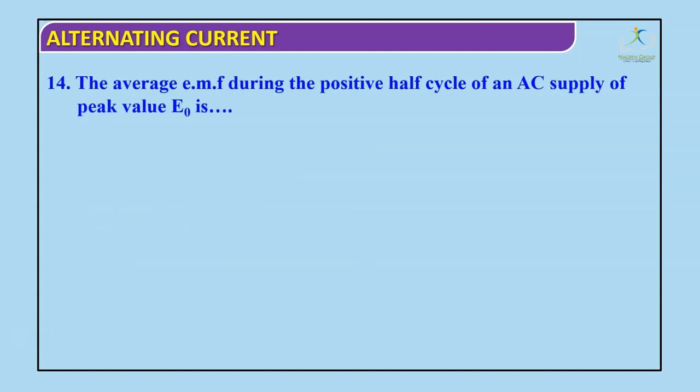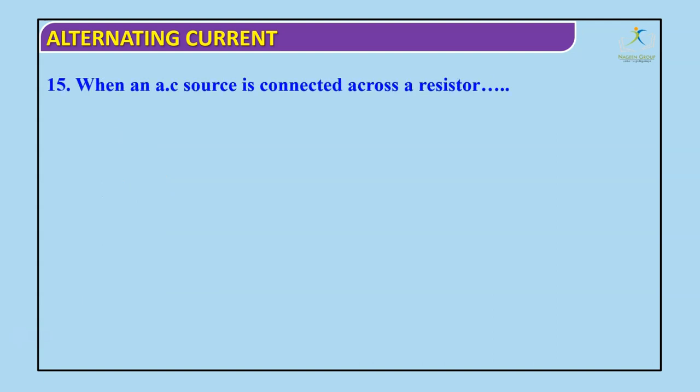Next question we have, the average EMF during the positive half cycle of an AC supply of a peak value E0 is: E0 by pi, E0 by root 2, E0 by 2 pi, 2 E0 by pi. So the correct option for this question is 2 E0 by pi.